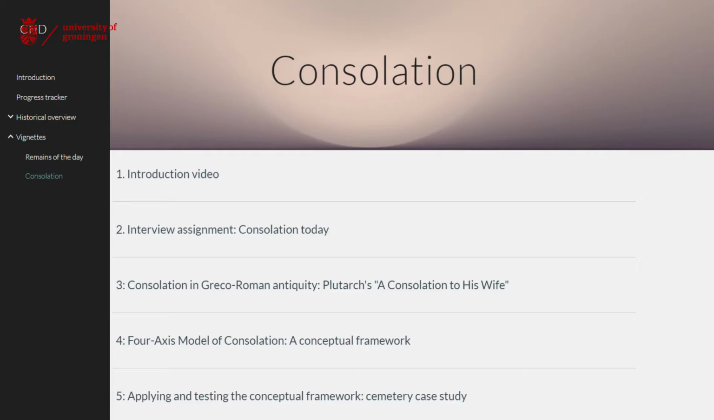We shall read a letter of consolation written 2,000 years ago by a philosopher to his wife on the death of their 2-year-old daughter. Then we read a text that introduces the 4-axis model, a conceptual framework of consolation. Finally, we shall apply the conceptual framework to specific phenomena. To this end, you will conduct a small assignment on a cemetery of your choice. Based on your hands-on experience, we shall think further about ways in which the conceptual framework might be improved.